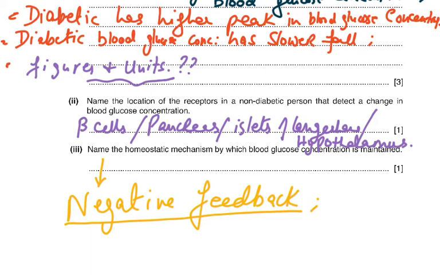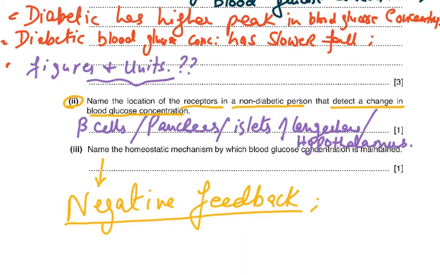Then coming to part 2 of the question, it says name the location of the receptors in a non-diabetic person that detect change in the blood glucose concentration. Now, look at the different answers which are available to you. Beta cells are also allowed, pancreas is also allowed, islets of Langerhans is also allowed, and hypothalamus is also allowed.